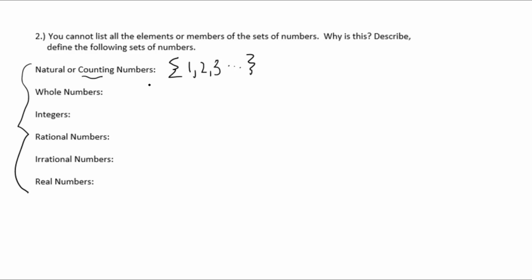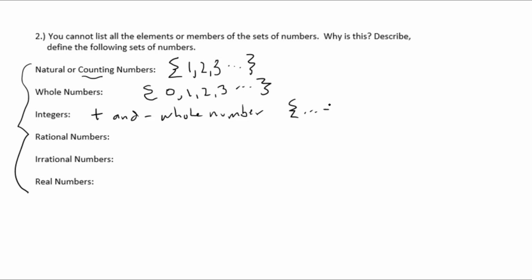The whole numbers, you could say they are the same thing, only they start at 0. 0, 1, 2, 3, whatever, ... close the bracket. The integers, you could say they are the positive and negative whole numbers. That works. Or you could just say, you could do this. ..., -2, -1, 0, 1, 2, 3, ... You could do it that way too.